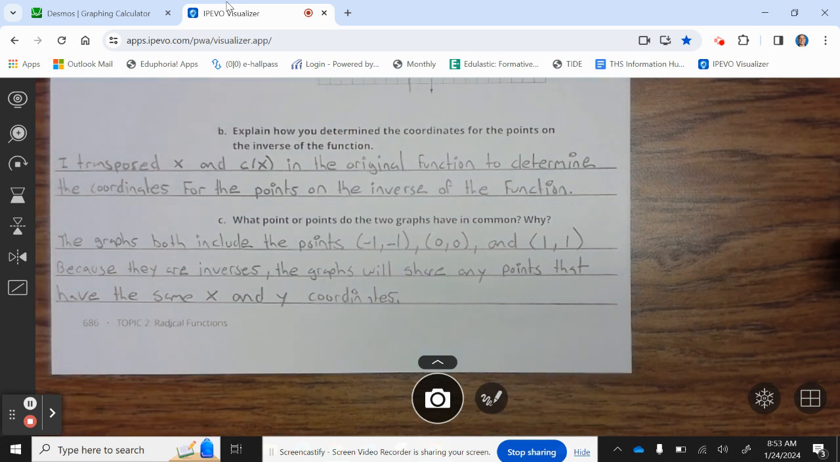B. Explain how you determined the coordinates of the points on the inverse of the function. I transposed x and c of x in the original function to determine the coordinates for the points on the inverse of the function. C. What point or points do the two graphs have in common? Why? The graphs both include the points (negative 1, negative 1), (0, 0), and (1, 1). Because they are inverses, the graphs will share any points that have the same x and y coordinates. Let's take a look at the next page.